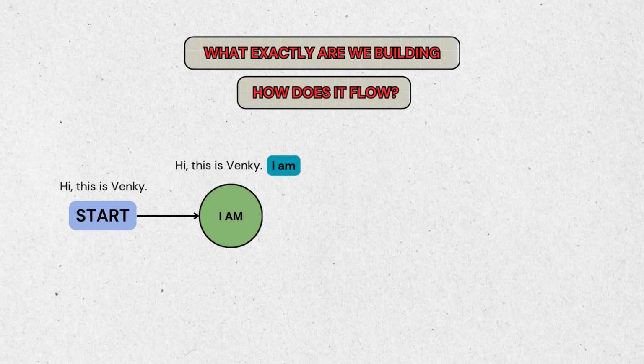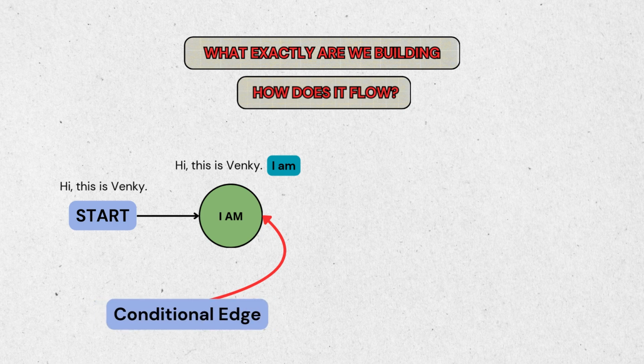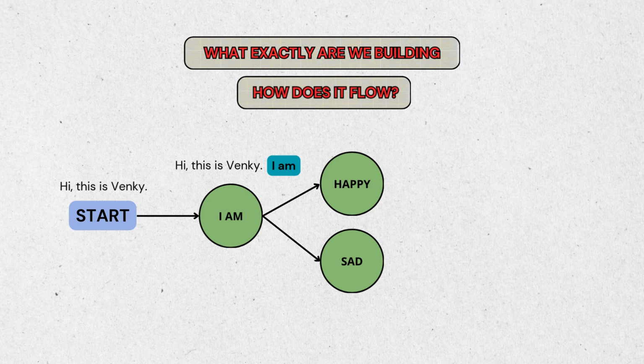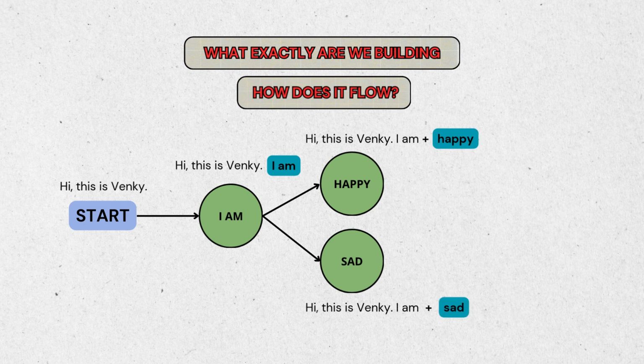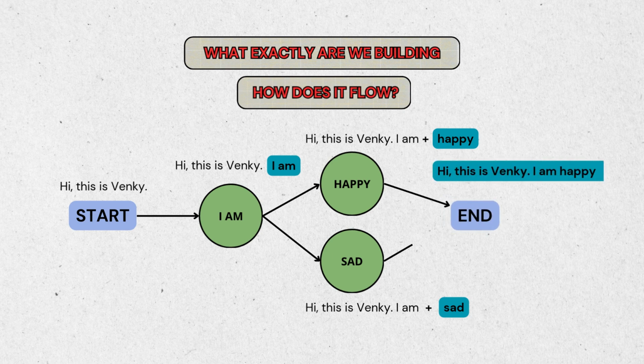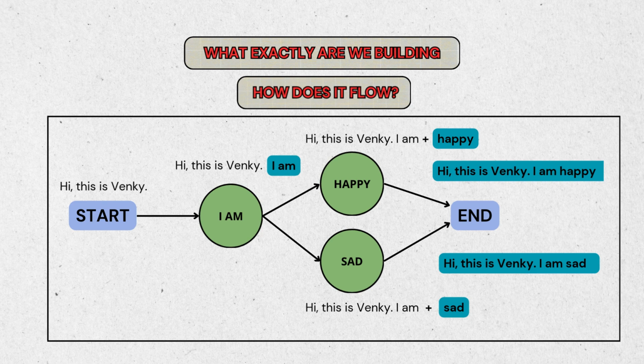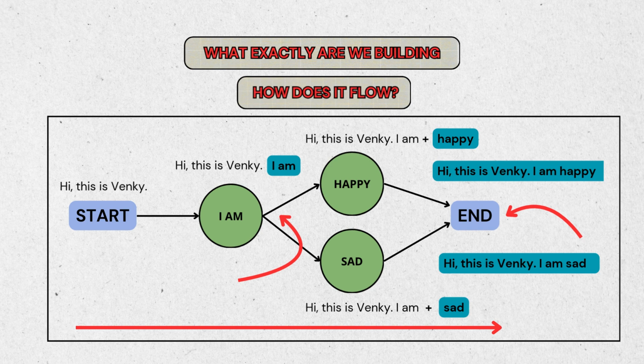Next, the graph reaches a decision point. A conditional edge randomly decides the mood, either happy or sad. Based on that, the graph moves to one of two nodes, one that adds "happy" and one that adds "sad." So, the final output will be either "Hi, this is Venki, I am happy," or "Hi, this is Venki, I am sad." That's it. A simple yet powerful example that shows how data flows, decisions happen and results are generated in LangGraph.